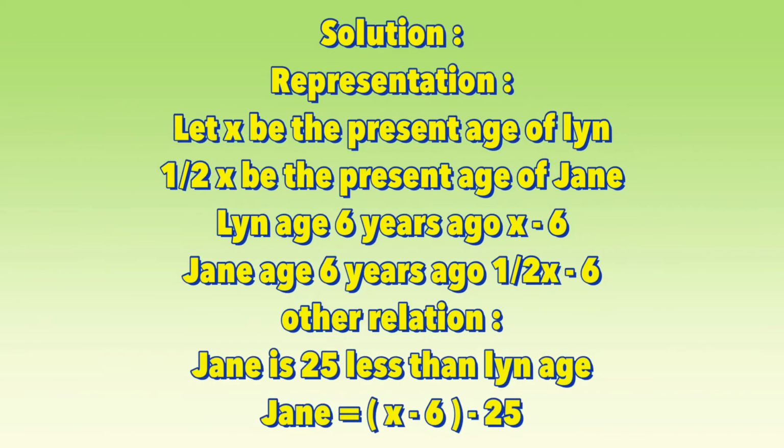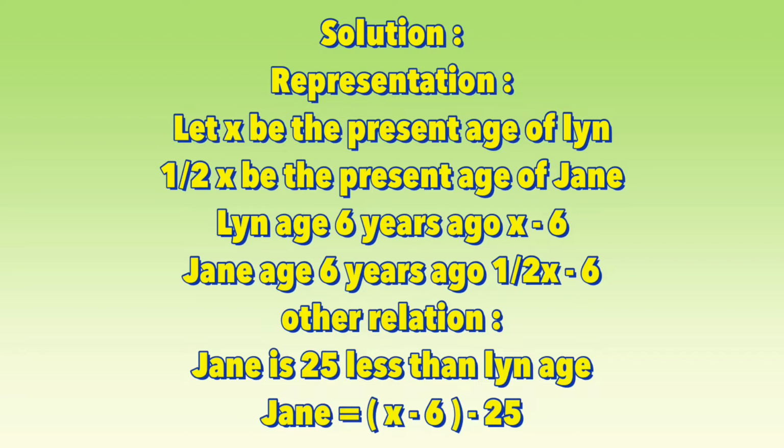So in our solution, we also have a representation just to determine who is the x. Okay, let x be the present age of Lynn, and 1/2 x be the present age of Jane. Lynn's age 6 years ago is x minus 6. We're going to subtract if it is asking for the past, or ago. Jane's age 6 years ago is 1/2 x minus 6.